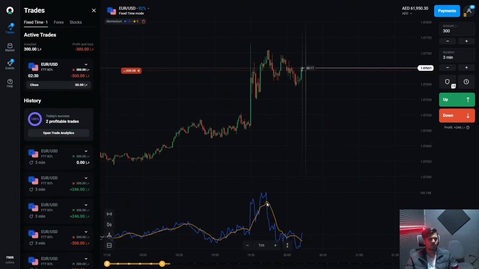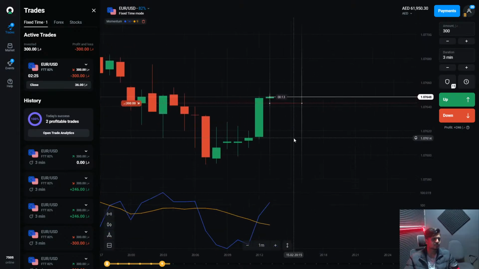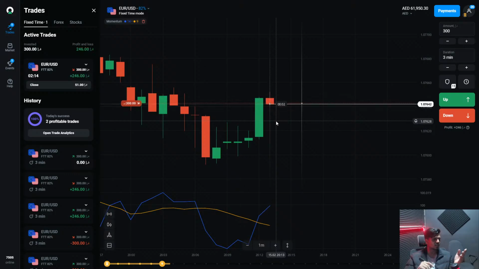Wow, here is the biggest profitable trade. It came back into loss because it crossed the trade line. It's still moving in the upward direction, so it can be a loss, but we still have 2 minutes and 15 seconds remaining. You can see now it came back into profit again.